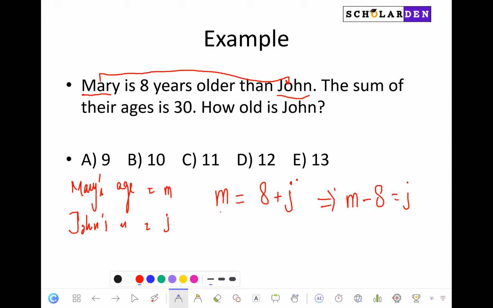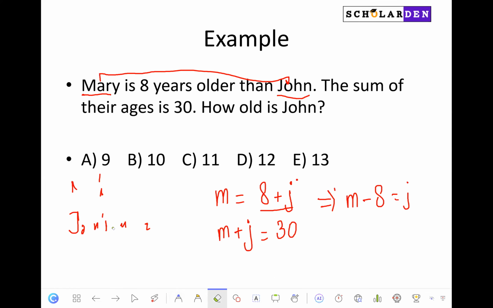So the first thing is that Mary is 8 years older than John. So John's age plus 8 gives us Mary's age, right? And the second thing that we're given in this particular case is that Mary and John's ages together sum up to 30. That is told to us in the second last sentence: the sum of their ages is 30. So Mary's age plus John's age is 30.